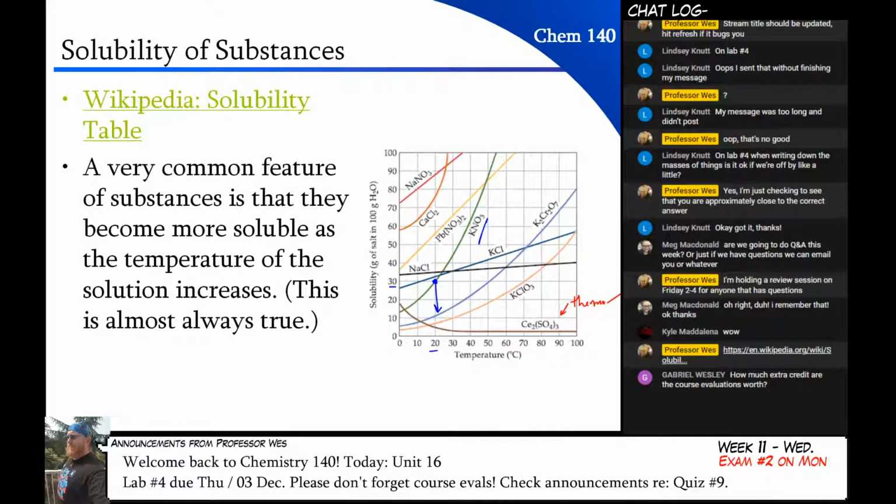So this region, anything below the curve, will represent a situation where the solution is completely soluble.